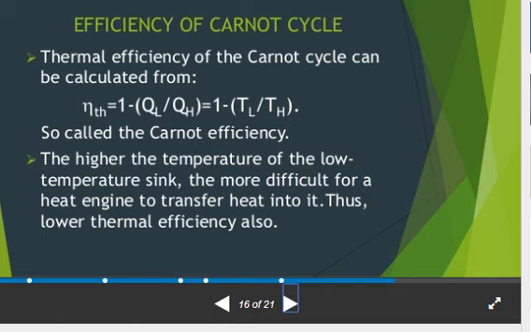Then we discuss the efficiency of the Carnot cycle. The thermal efficiency of the Carnot cycle can be calculated as η thermal equal to 1 minus QL divided by QH, equal to 1 minus TL upon TH. This is called the Carnot efficiency. The higher the temperature of the low temperature sink, the more difficult it is for a heat engine to transfer heat into it, thus the lower the thermal efficiency also.